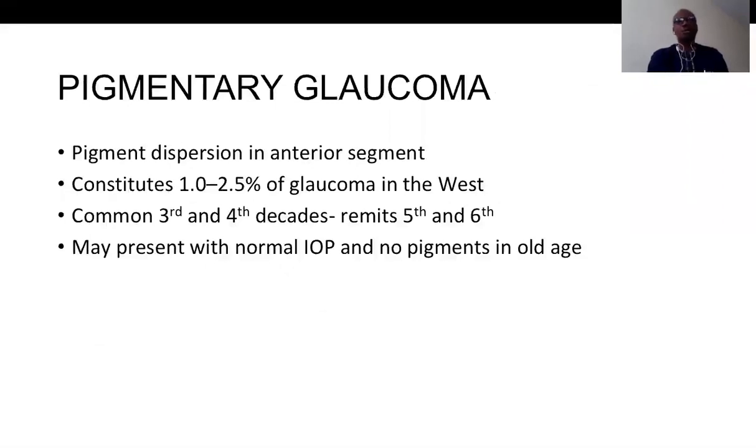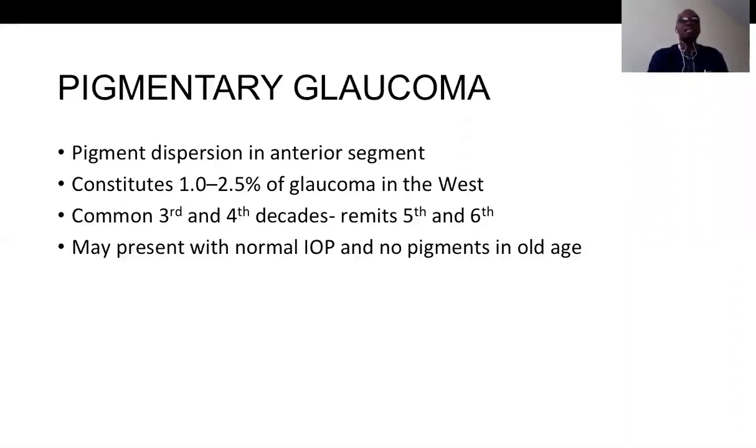Now, to come to the other group, pigmentary glaucomas. The pigmentary glaucomas are actually a result of dispersion of pigments in the anterior segment of the eye. They constitute 1 to 2.5% of glaucomas in Western countries, and they commonly occur starting from the 3rd and 4th decades. So the patients tend to be younger patients. And then some patients may have remittance from the 5th and 6th decade.